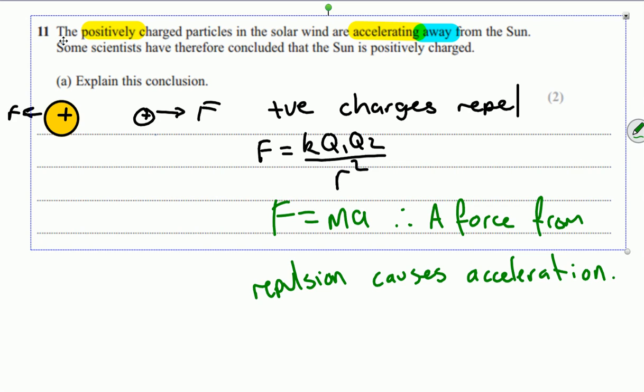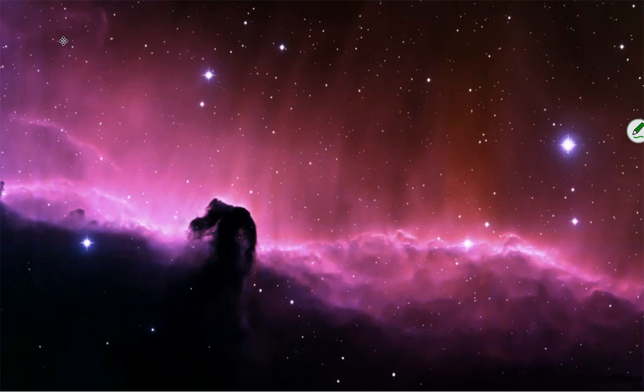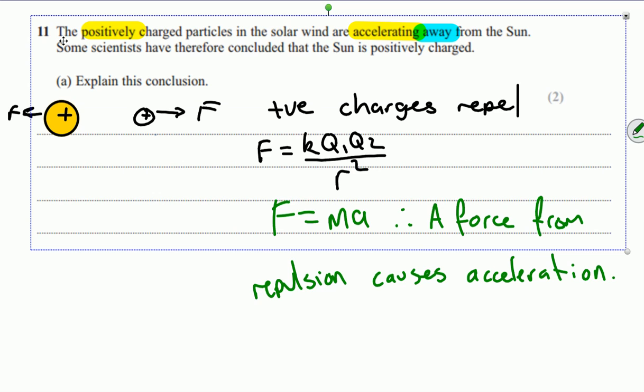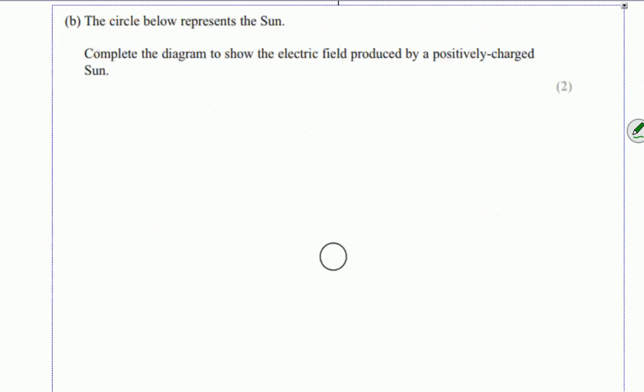Okay, let's just check the old mark scheme. And what they were after was: like charges repel, that should be fine. What's the next bit? Explicit statement relating force from repulsion to acceleration. And we've said that force is equal to mass times acceleration, so we've picked up all the marks. Easy, right?